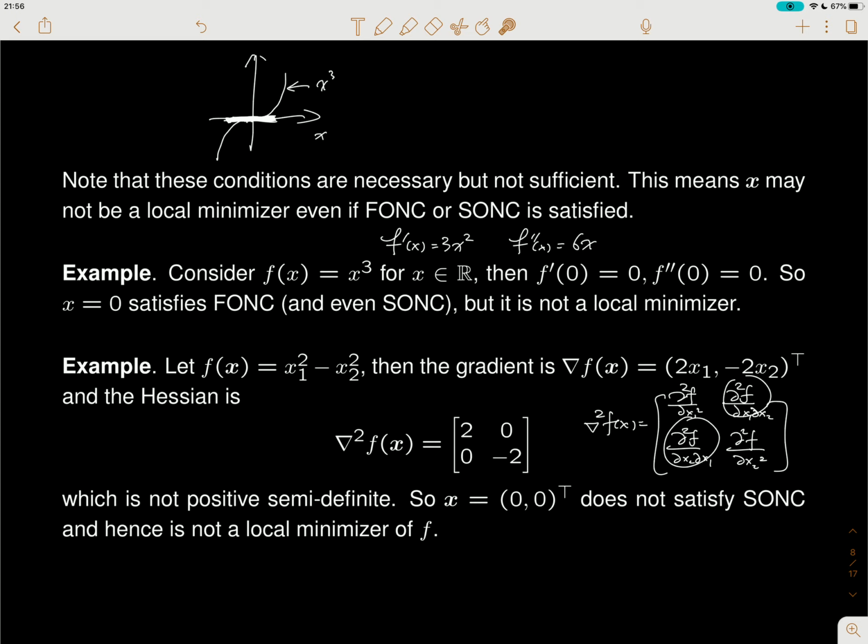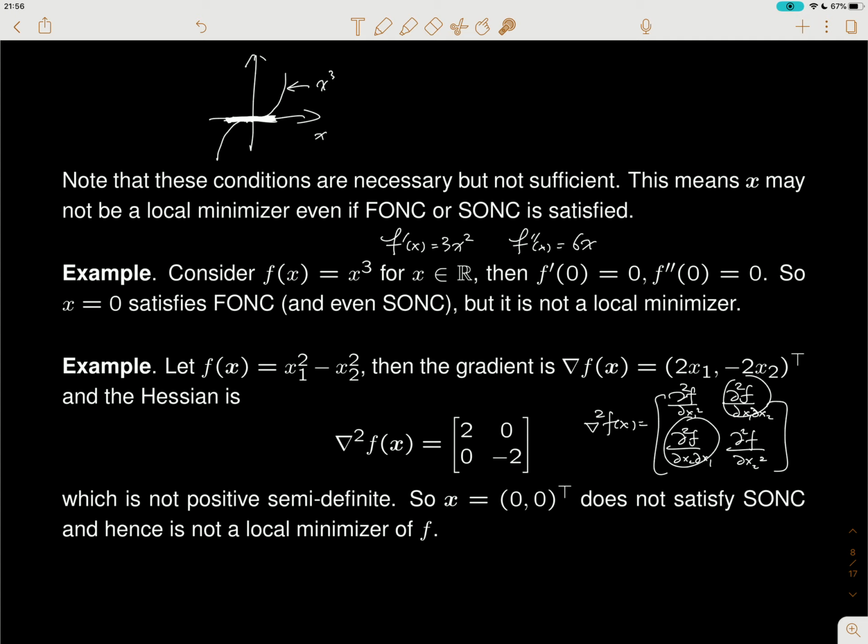Okay, and you can see this matrix is not positive semi-definite. The reason is if I multiply some x1, x2 on the left and x1, x2 on the right, I will have 2x1 squared minus 2x2 squared. So it's not always greater than or equal to 0. So this matrix is not positive semi-definite.